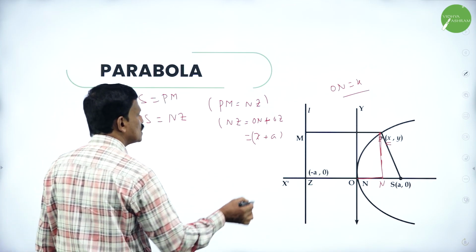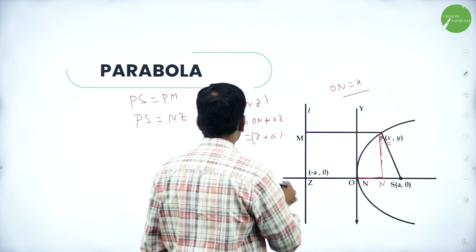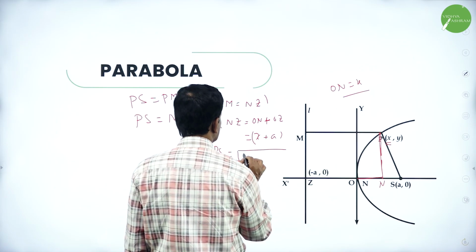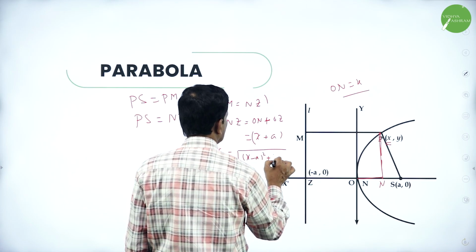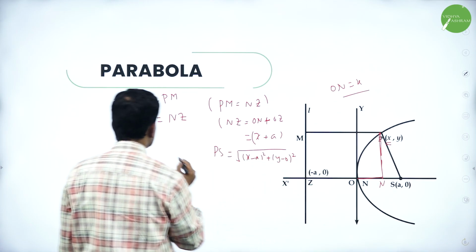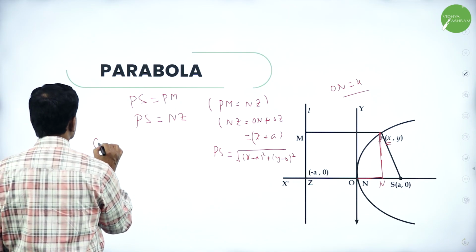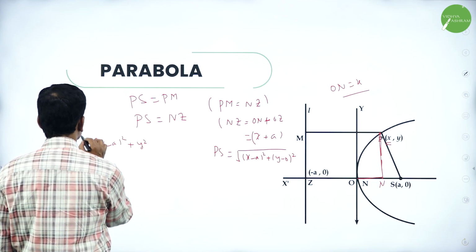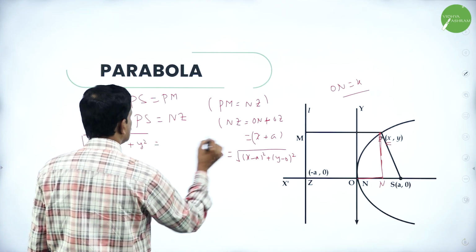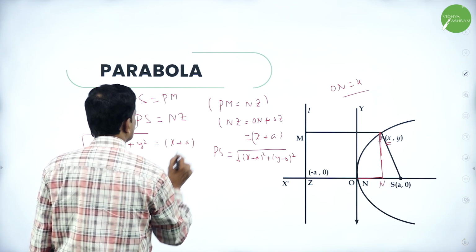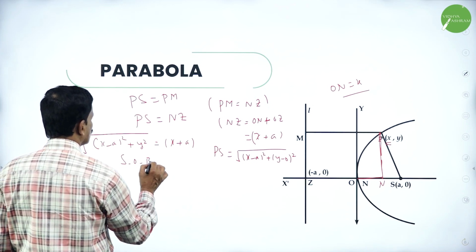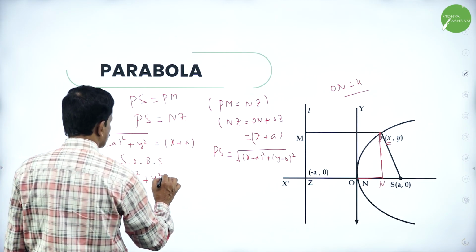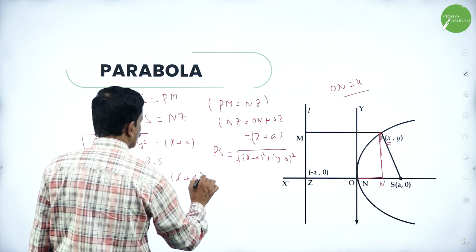Substitute here. PS, the distance from P to S, by the distance formula, is the square root of (x1 minus x2) whole squared, that is (x minus a) whole squared plus (y minus 0) whole squared, which is y squared, under the root, and this is equal to NZ. NZ is x plus a. Now, squaring on both sides, the square root gets cancelled. (x minus a) whole squared plus y squared is equal to (x plus a) whole squared.